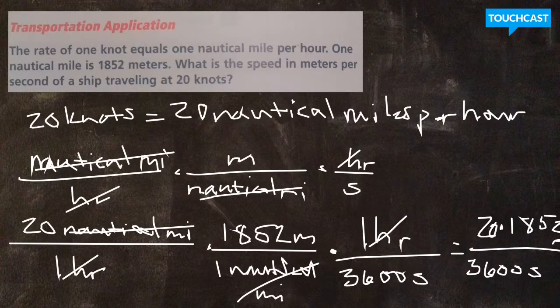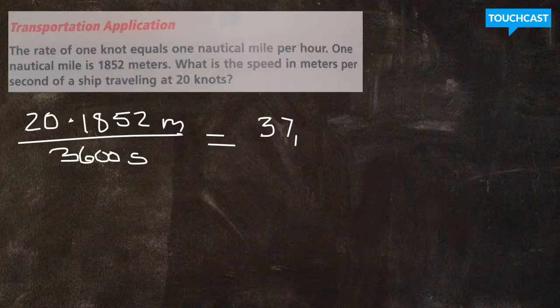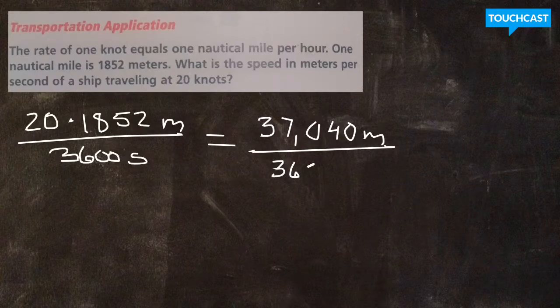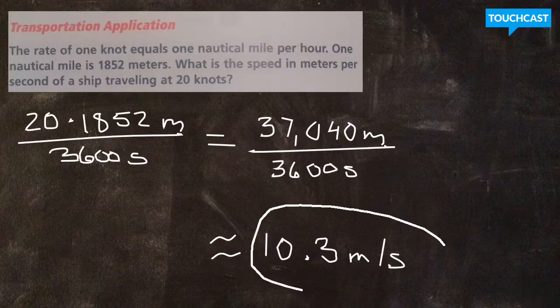Correction, 20 times 1,852 meters. So 20 times 1,852. That's going to give us 37,040 meters every 3,600 seconds. So now we can do the division. And because these are very big numbers, let's use our calculators. So we can estimate this, if we round it to the nearest tenth, to be about 10.3 meters per second. So the ship was traveling 10.3 meters per second.